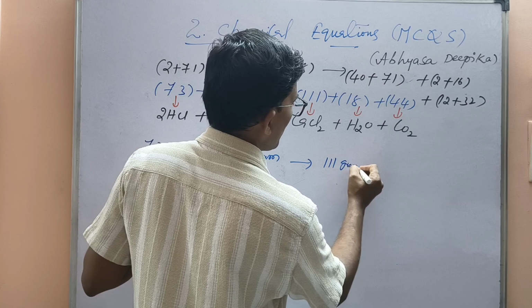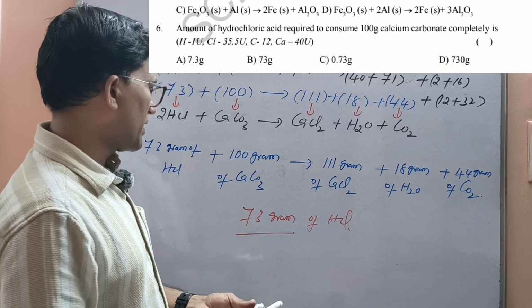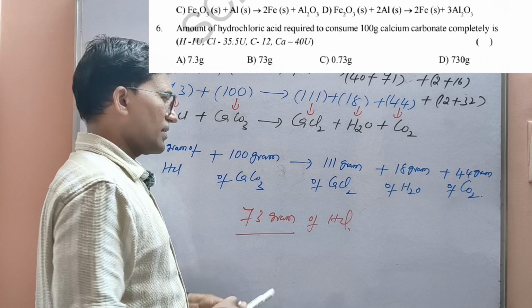Very easy. Now the question is how much HCl is required to consume 100 grams of calcium carbonate completely. We have 100 gram of calcium carbonate. We are reacting 100 gram of calcium carbonate with how many grams of HCl? 73. So 73 gram of HCl is required, and in the given options, the right answer is B. Remember that the right option is B.